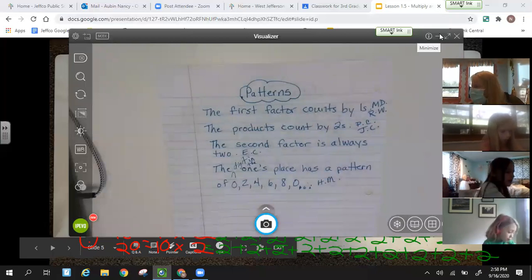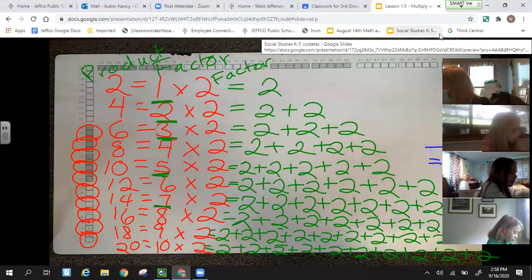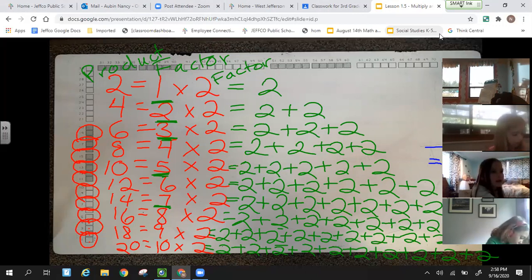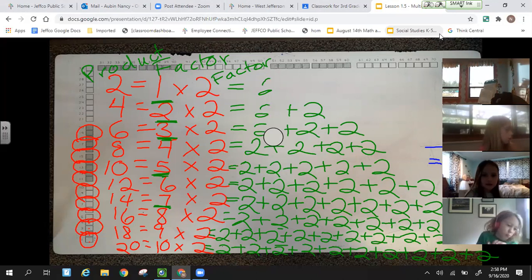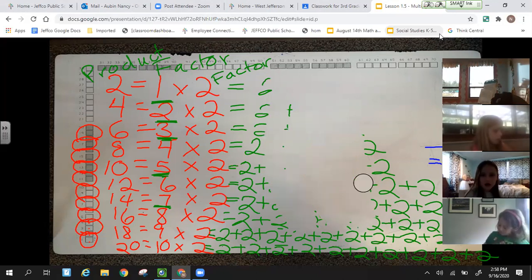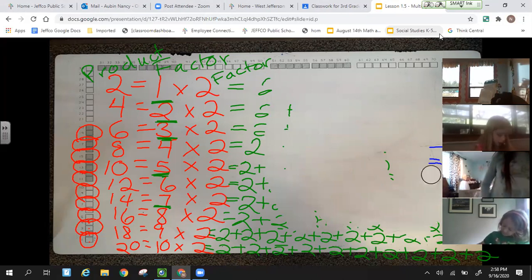Here's your very specific directions. Be careful that you don't mess this up because you need your multiplication. Keep your multiplication. Do not erase that. Here's what you can erase. Don't erase this, just erase the addition side. Okay? Go ahead and erase the addition side.